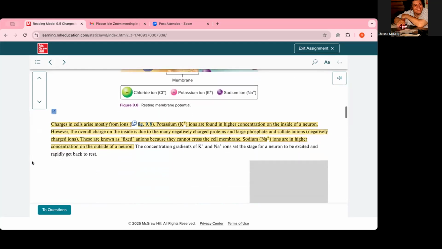Charges in cells arise mostly from ions. The potassium K plus ions are found in higher concentration on the inside of a neuron. However, the overall charge on the inside is due to many of the negatively charged proteins and large phosphate and sulfate ions. They are known as fixed because they cannot cross the membrane.